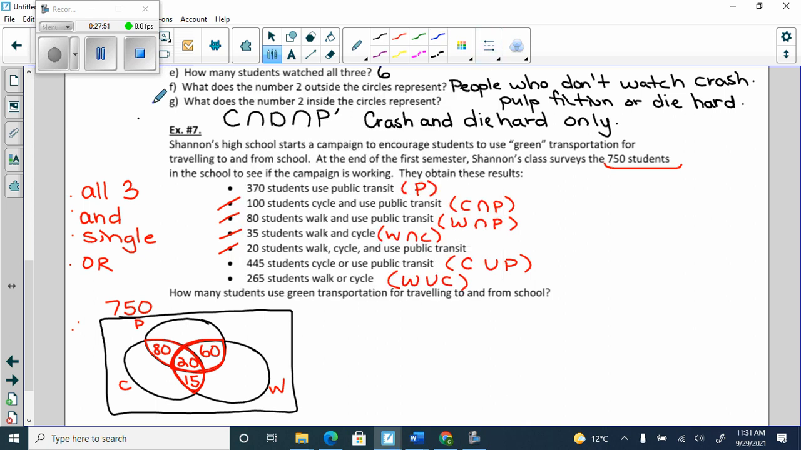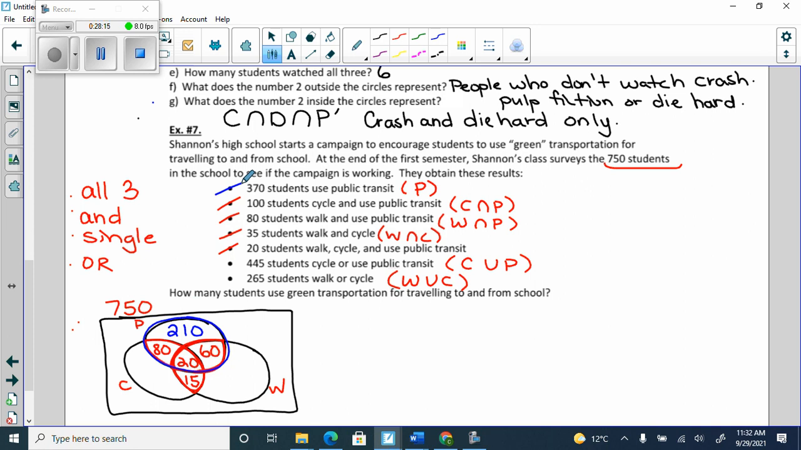So, for the public transit circle, I need to have 370. How many are already doing public transit? They're doing other stuff, I don't really care. There's 160 in here, correct? And I need 370. So how many do public transit only? 210. So I'm done the plain circle. Now I can go to the ors. I can only go to the ors at the end.